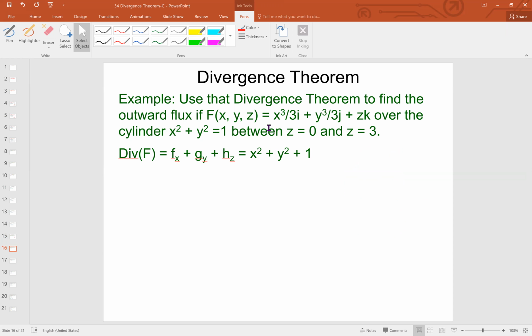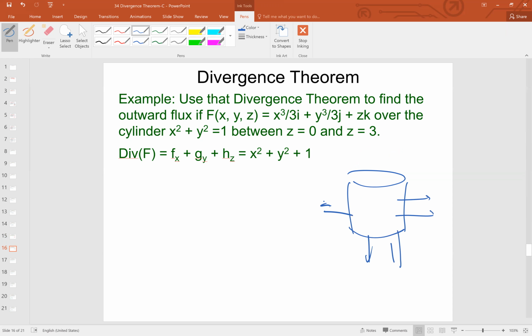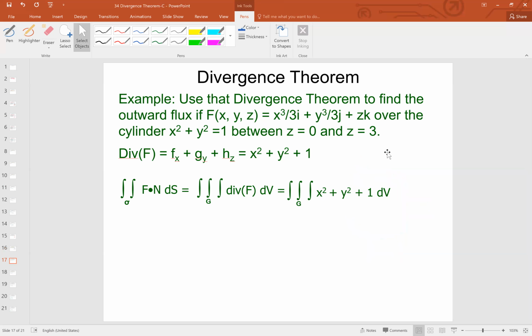Oh, by the way, when I say flow across, I mean flow across in all directions. If I want to calculate the surface integral directly, I have different pieces of surface, and it's complicated to integrate. But using the divergence theorem, I just integrate this over the cylinder.